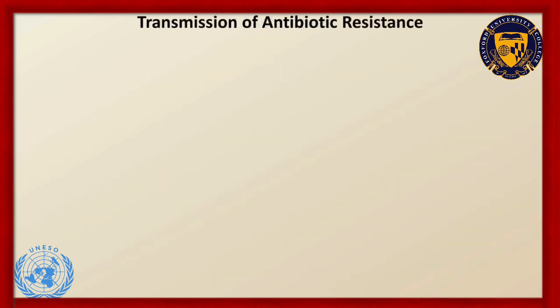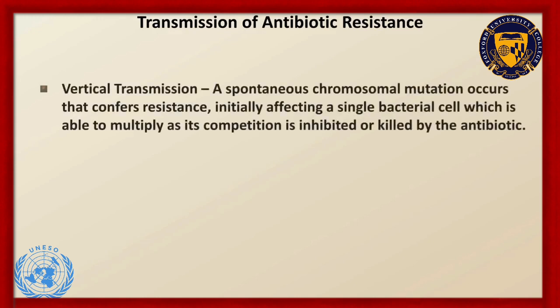So how do bacteria gain this antibiotic resistance? There are two main possibilities. The first is called vertical transmission. This is when a spontaneous chromosomal mutation occurs that confers resistance, initially affecting a single bacterial cell, which is then able to multiply as its competition is inhibited or killed by the antibiotic. This generally can result only in the altered target or altered permeability mechanisms of resistance, as an efflux pump or inactivating enzyme requires the addition of an entirely new gene.